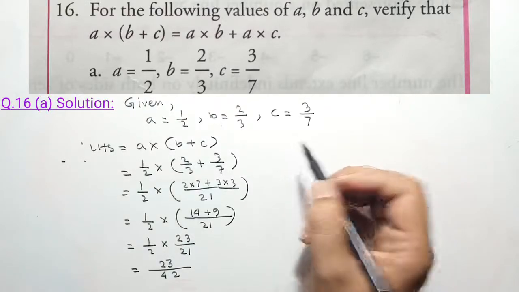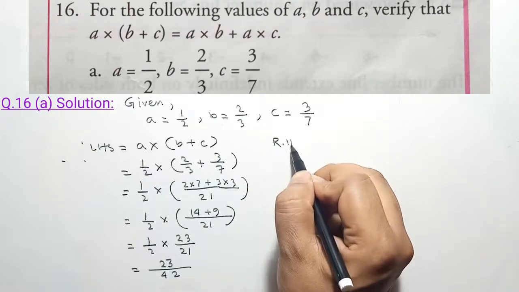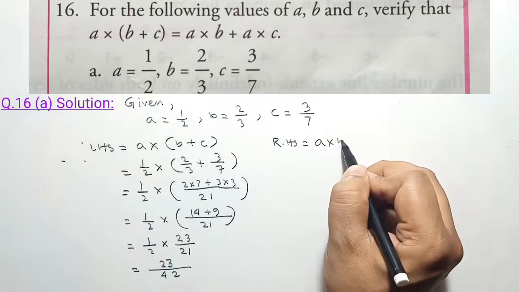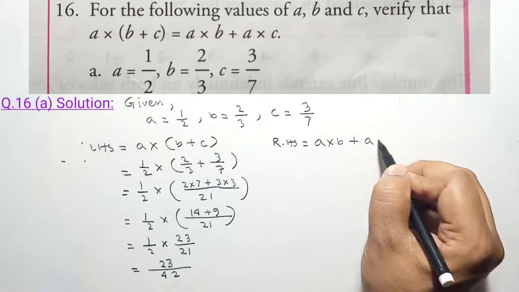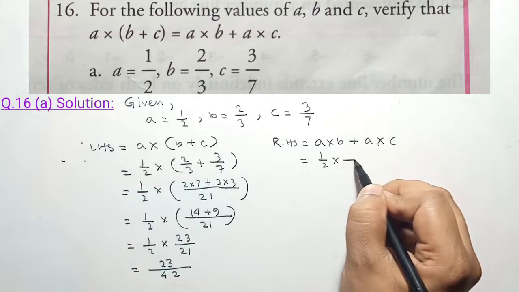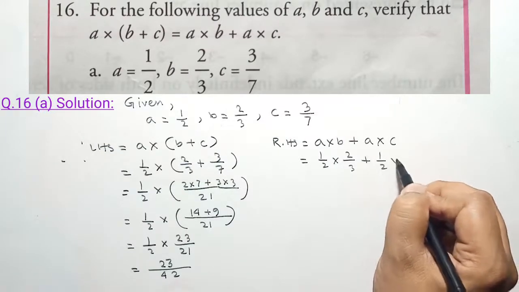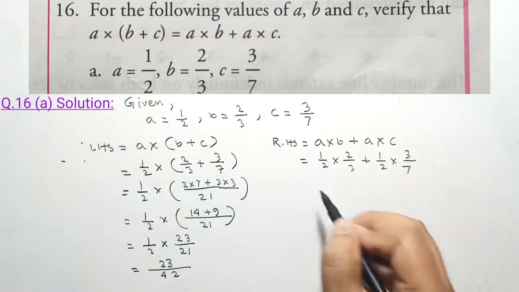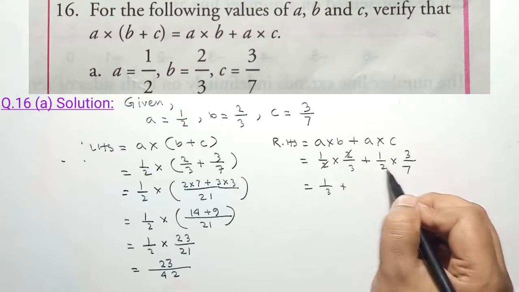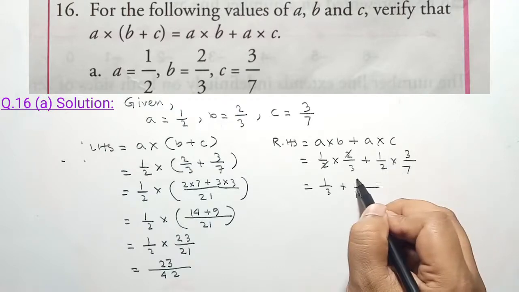Now we have found the left hand side value, therefore right hand side value, therefore RHS is equal to A into B plus A into C. So A value is 1 by 2 into B value is 2 by 3 plus A value is 1 by 2 and C value is 3 by 7. Now this 2 and this 2 cancel, so 1 by 3 plus 1 by 2 7s are 14, 1 3 is 3.